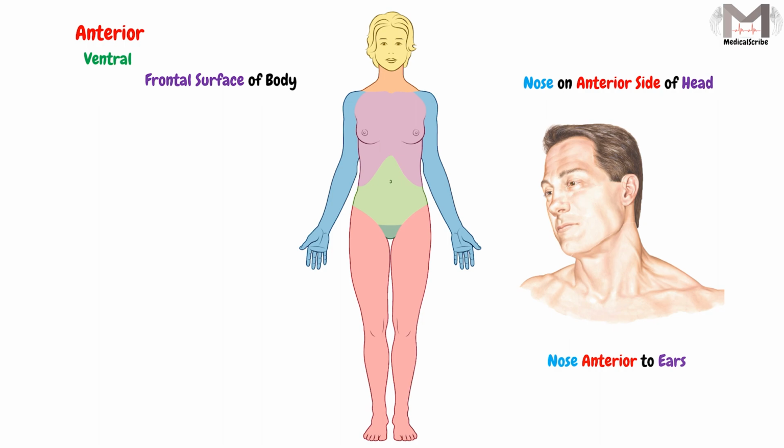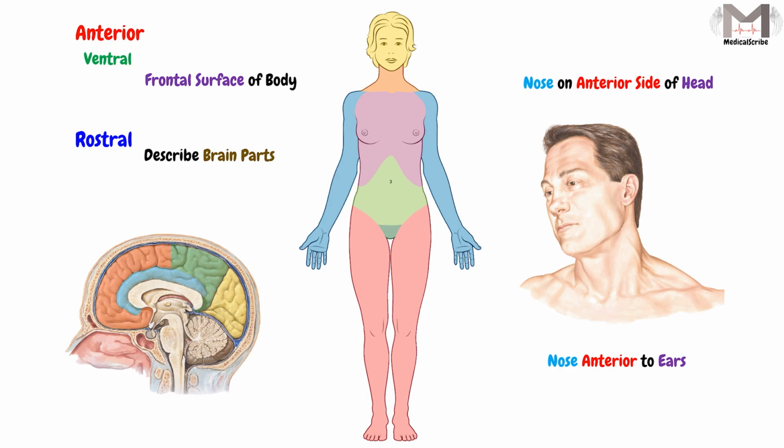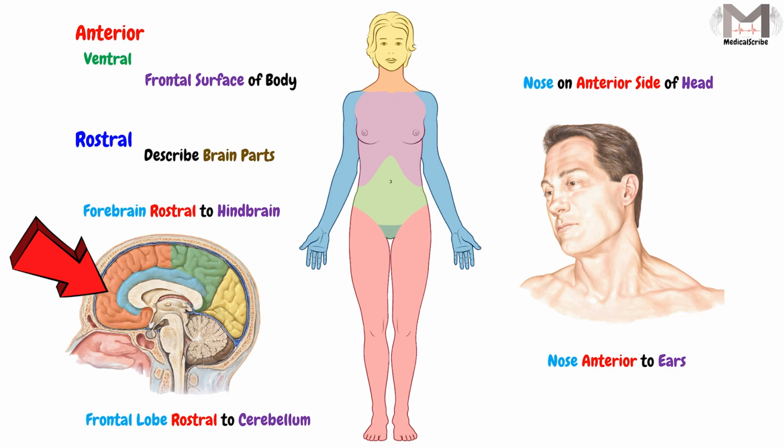And we have a term called rostral. This rostral is used instead of anterior in describing the brain parts. Like if we say the forebrain is rostral to the hindbrain, that means the forebrain is anterior or in front of the hindbrain. Or if we say the frontal lobe is rostral to the cerebellum, that means the frontal lobe is anterior or in front of the cerebellum. So this is the meaning of anterior and rostral.